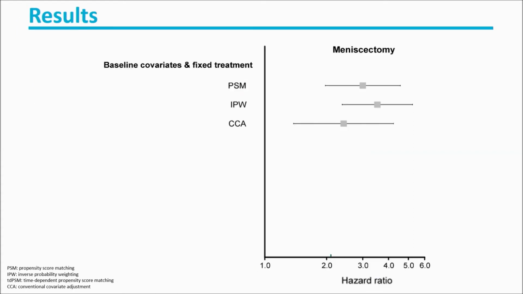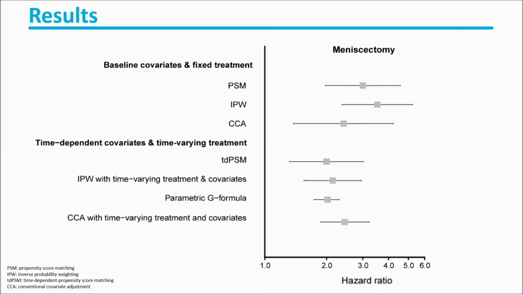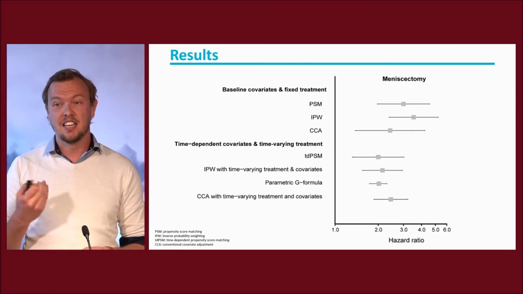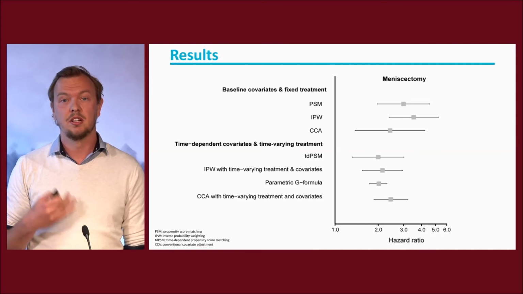So then when we tested these methods on our own empirical data set, we first tried the baseline methods, like propensity score matching at baseline, inverse probability weighting only at baseline, and we found a hazard ratio around 3. And then when we tried the time-dependent methods, like time-dependent propensity score matching, parametric G formula, the hazard ratio we found was a bit lower, around 2.